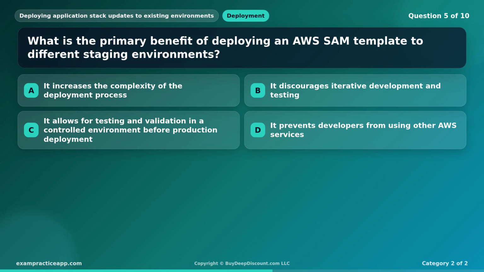Take a moment to choose your answer. The correct answer is option C. It allows for testing and validation in a controlled environment before production deployment.